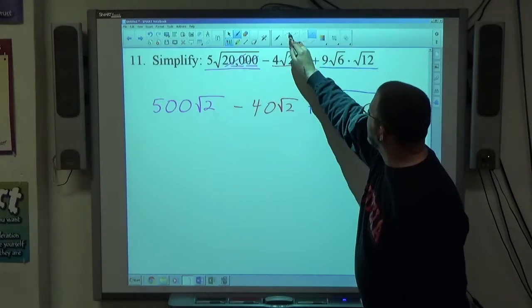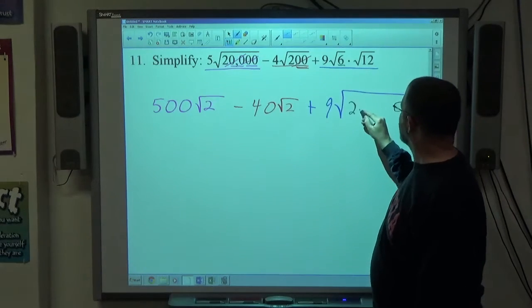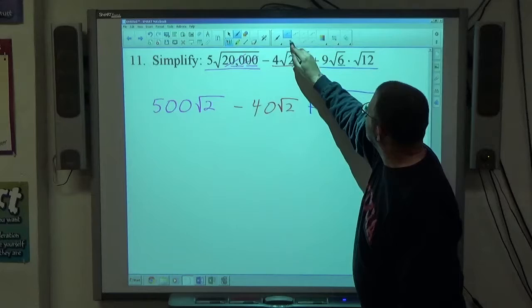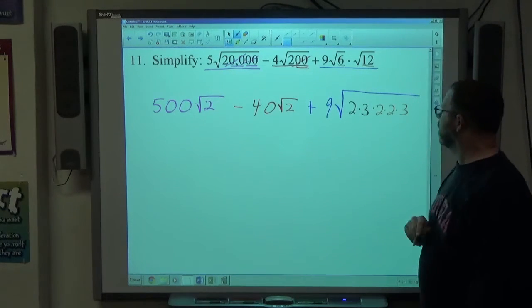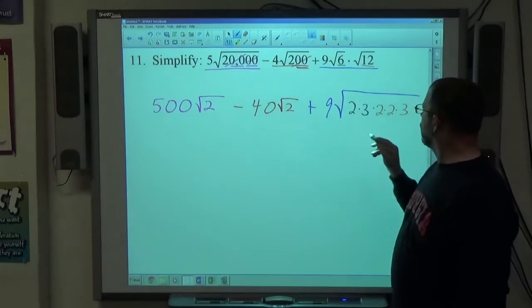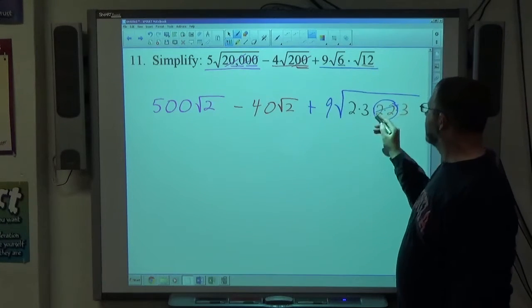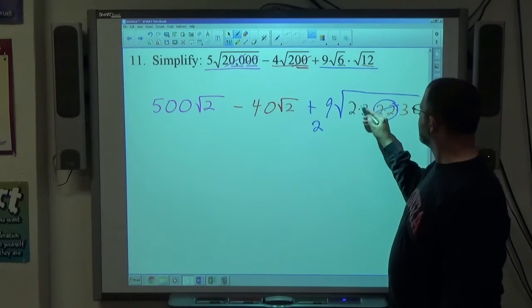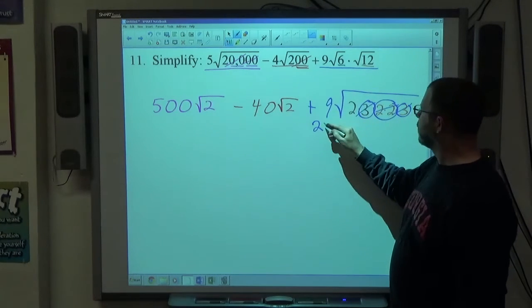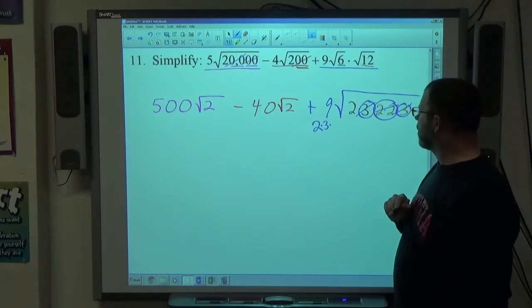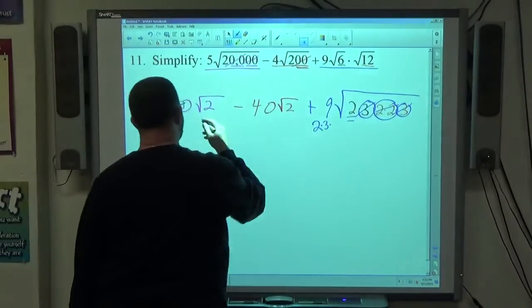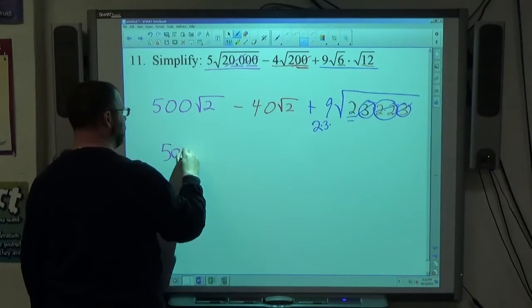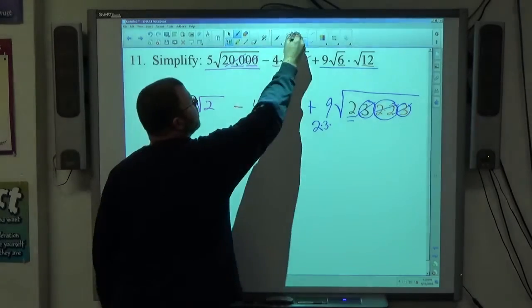So looking at this, 6 is 2 times 3, and 12 is 2 times 2 times 3. So looking at this whole thing, there's a pair of 2's, I can take a 2 out. There's a pair of 3's, I can take a 3 out, times a 9 that's already out there, and a 2 stays in. So altogether, what I get out of this first term, again, is just 500 times the square root of 2. I can't make that any prettier than what it is.